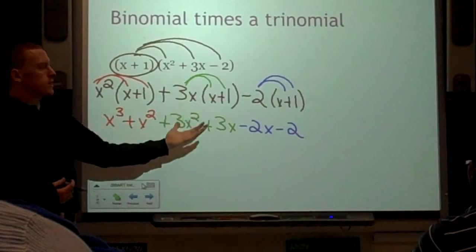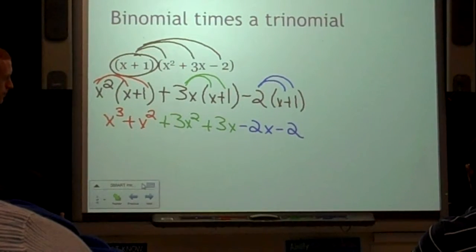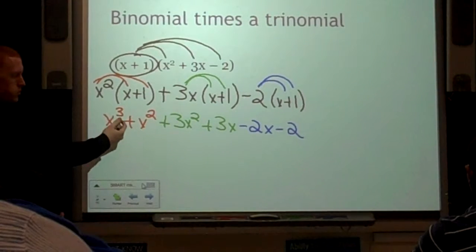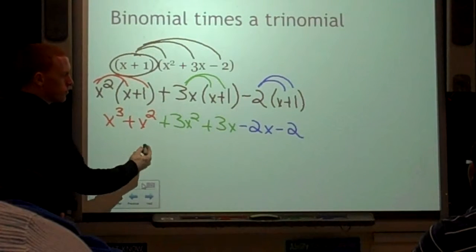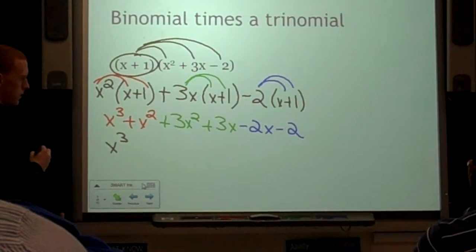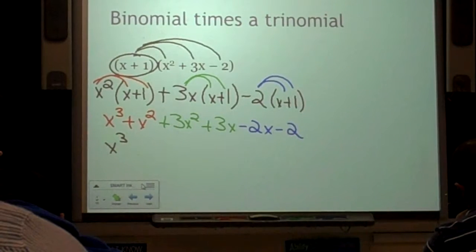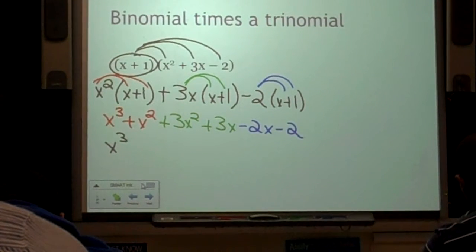I wrote them in different colors so we can see the steps. So, let's add like terms. Well, I see an x cubed. Do I see any other x cubes? No, so I have x cubed. Now I see an x squared and another x squared. Luckily they're next to each other. So what do I get there?